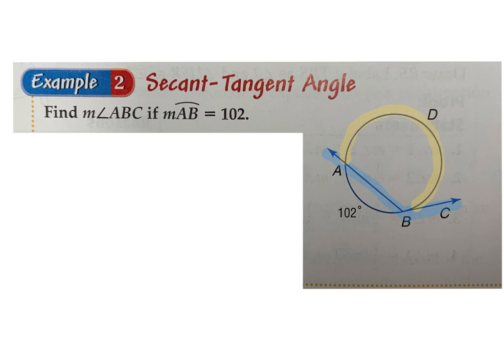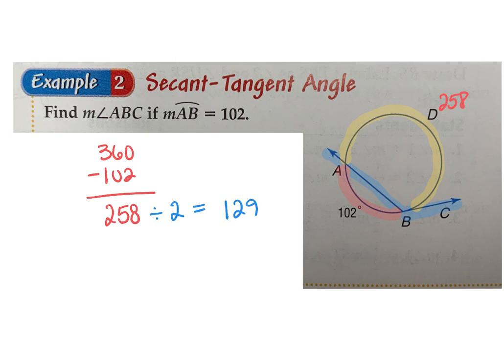They gave us 102. 102 is not what we need. How do we get what we need? A whole circle is what? 360. So I'm going to say 360 minus the 102. That will give me 258. So that means this arc here is 258. And now I know that the angle itself should be 1/2 of the arc that it intercepts. So 129 would be my angle measure there.